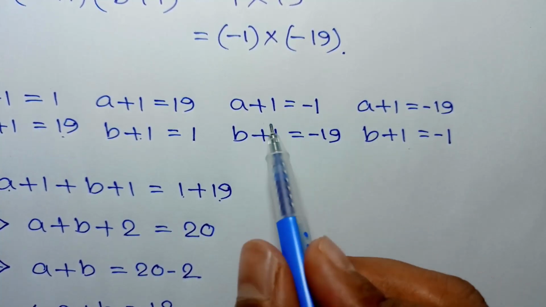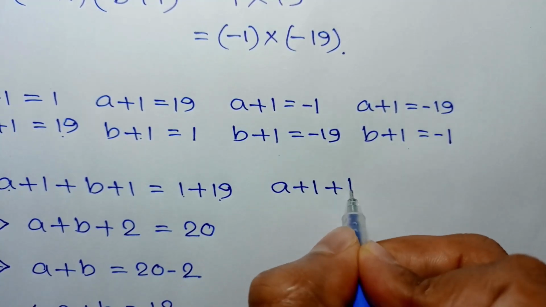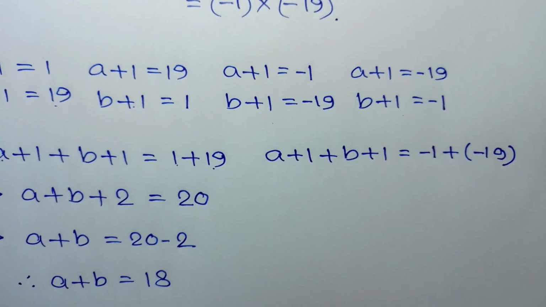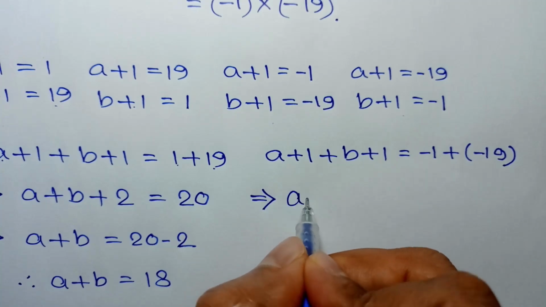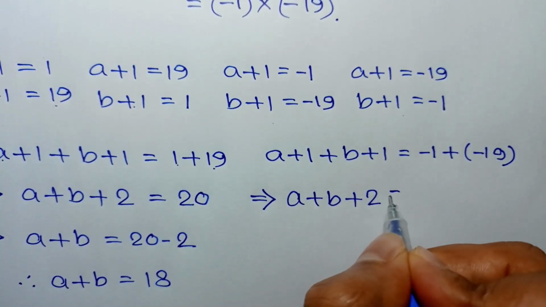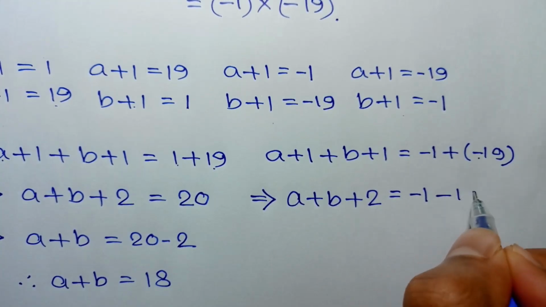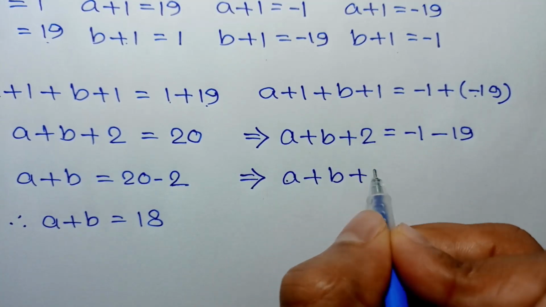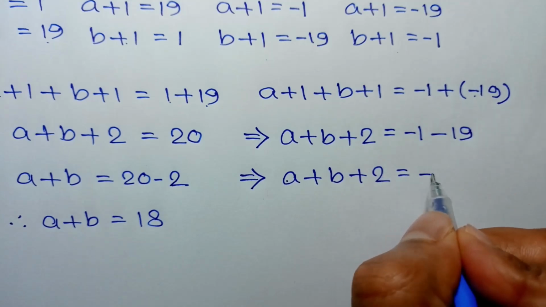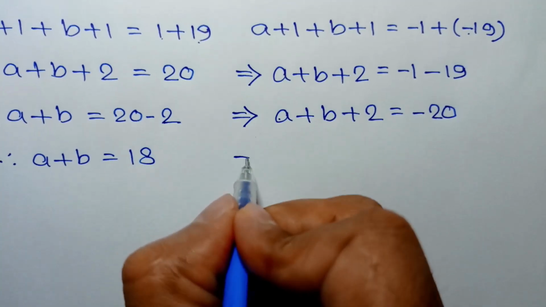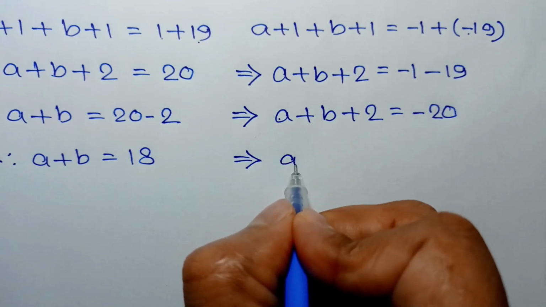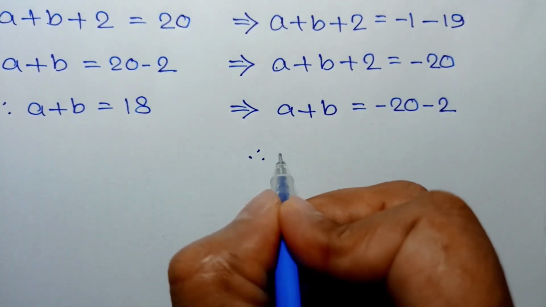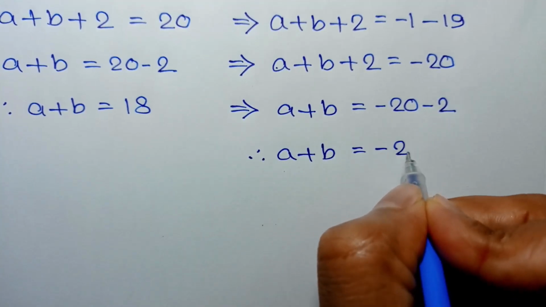And for these two cases, again adding these two equations we can write a + 1 + b + 1 = -1 + (-19), or a + b + 1 + 1 is 2 = -1 + (-19) is -19... or a + b + 2 = -1 - 19 is -20, or taking this 2 to the right side we can write a + b = -20 - 2. So the value of a + b is equal to -22.